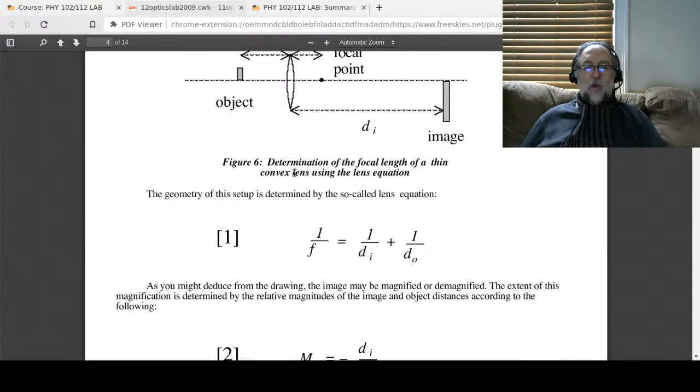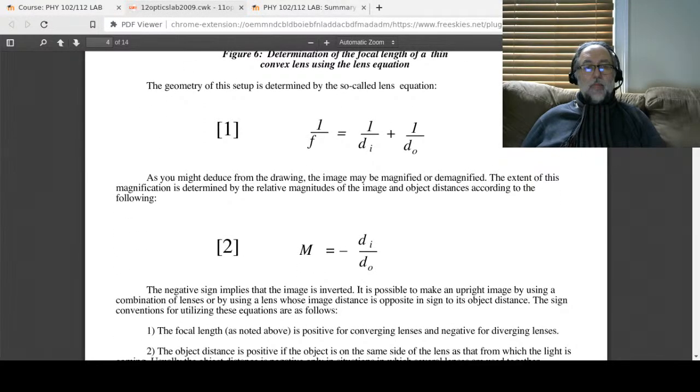Okay, and there's one other formula you'll need in this lab. And it's this formula right here. Basically, if you take the distance from the image to the lens, that's DI, and you divide it by DO, that's going to equal the magnification. Okay, the negative sign just means that it's inverted. So whenever you get a negative magnification, you're basically going to get an inverted image. And again, this actually just comes out from an analysis based on similar triangles.